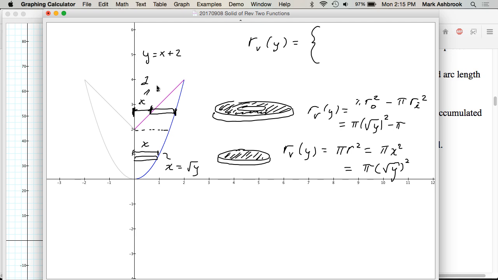y minus 2. So both these radii are just simply an x-coordinate. Now they're different x-coordinates, right? The outer one is the x-coordinate on the function g, and the inner one is the x-coordinate on the function f.